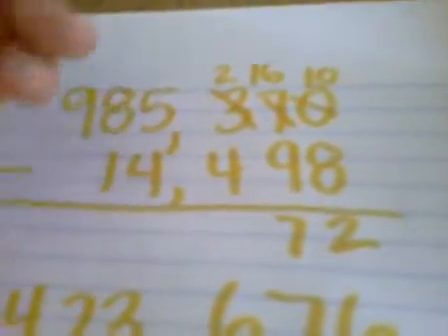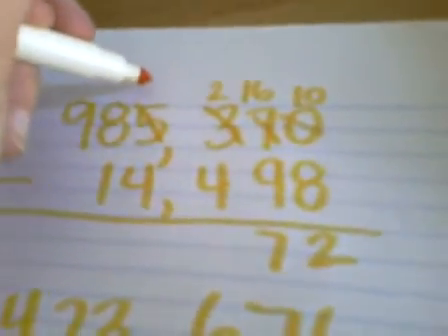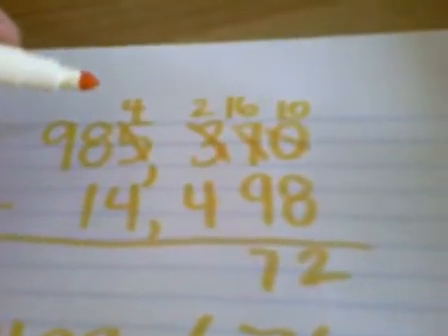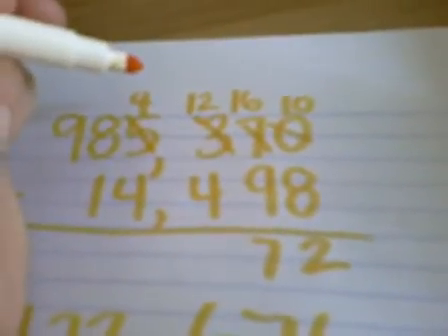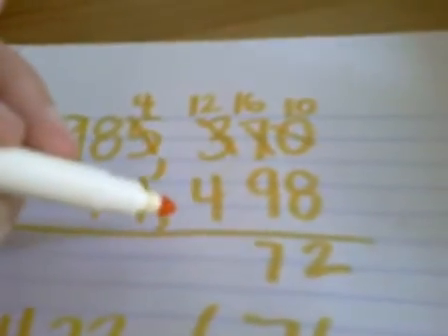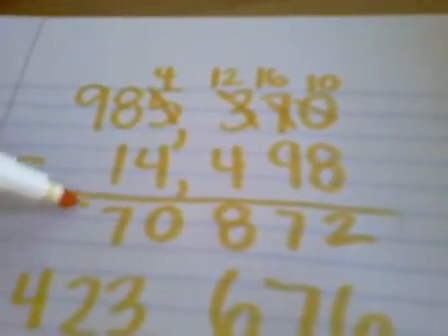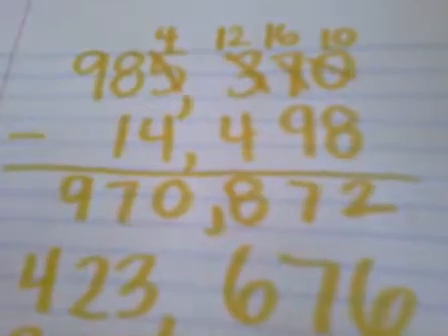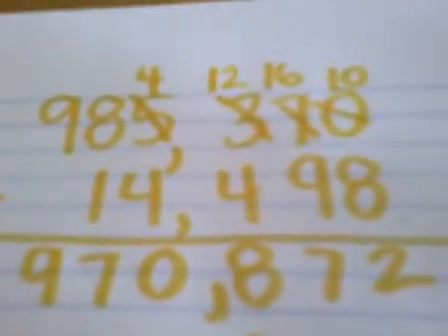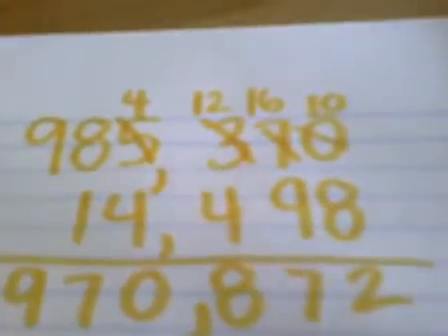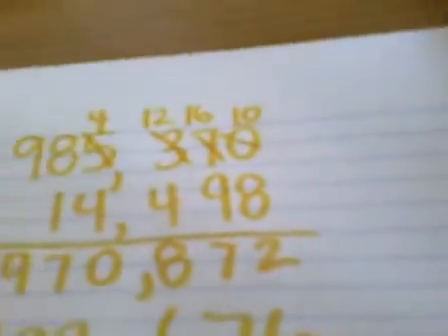2 minus 4, can't do that without getting a negative number. Got to borrow again. Lots of borrowing for this problem. 5 becomes a 4. The 2 becomes a 12. 12 minus 4 is 8. 4 minus 4 is 0. 8 minus 1 is 7. 9 minus 0 is 9. So my final difference is 970,872. I hope that you're showing your work, and I'm putting that final answer in my homework.